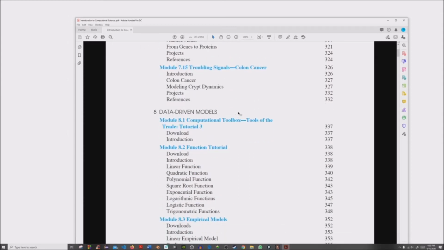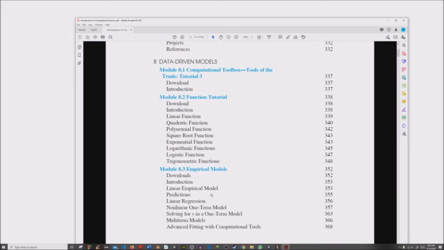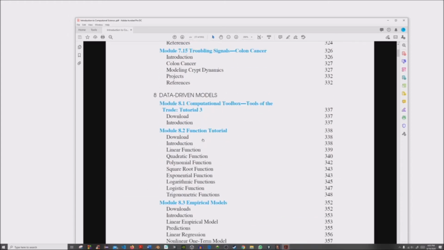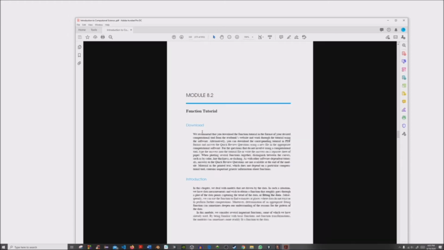And now we're going to talk about functions, which is chapter 8. So chapter 8.2, that is where I'm going to start. And the next is empirical models we're going to talk about, right? So we jump to chapter 8.2. So there it is. Okay, right.